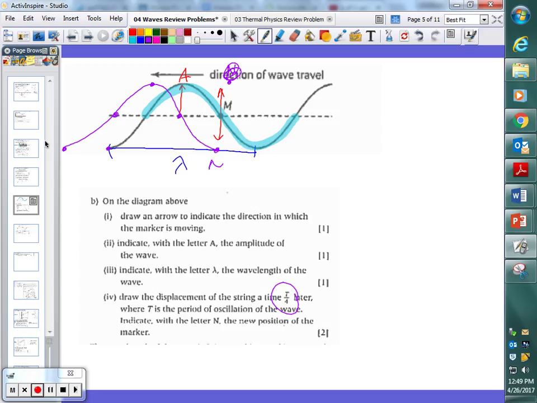Does that make sense? Yes, no, maybe? Okay. So then this would be N, that would be the new position of that marker because it's just going to move up and down, right? Like I said, T over 4 is 1/4 of a wave, so basically everything's going to be shifted to the left 1/4 of where it was before. All right. Any questions? We good there?